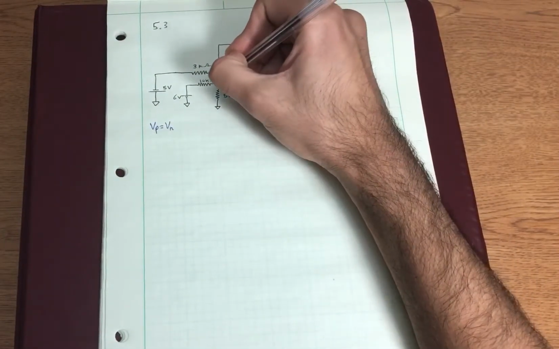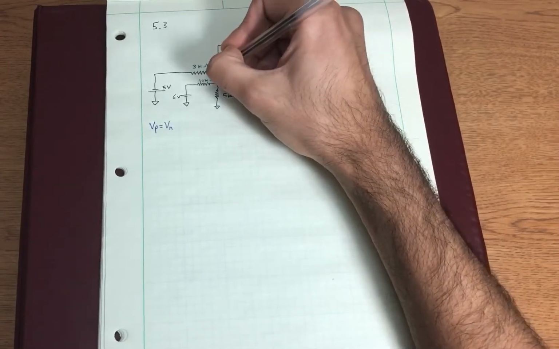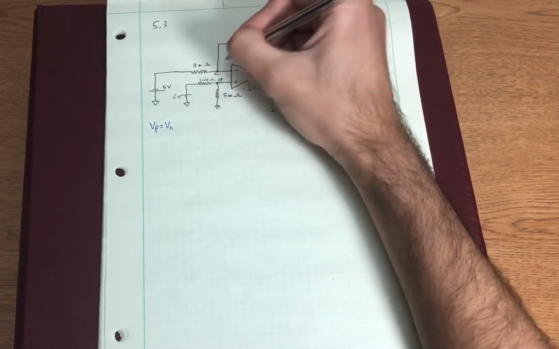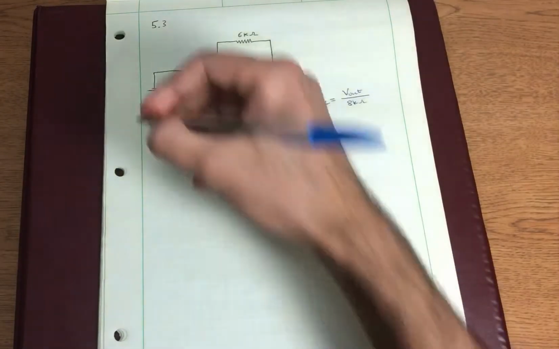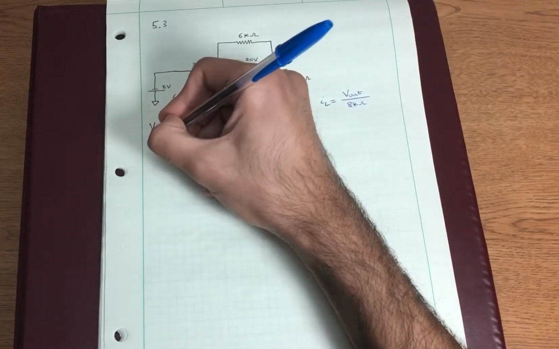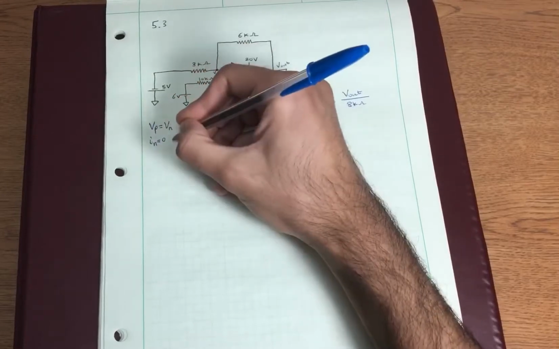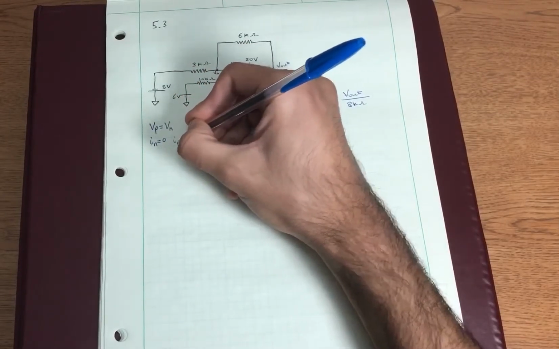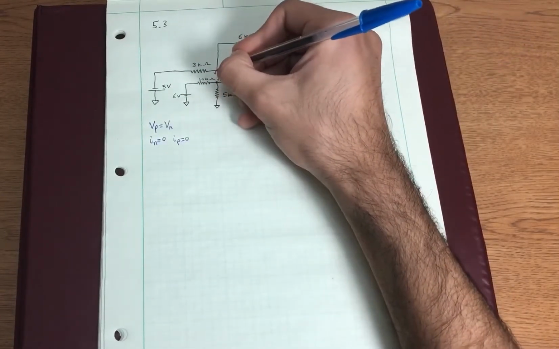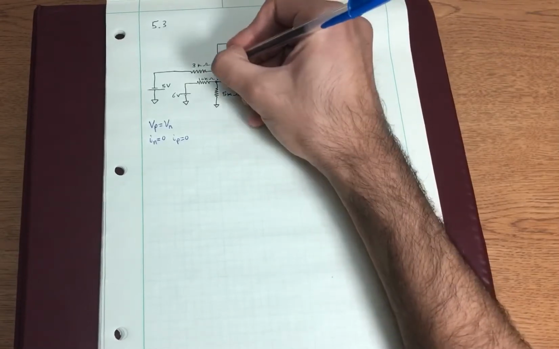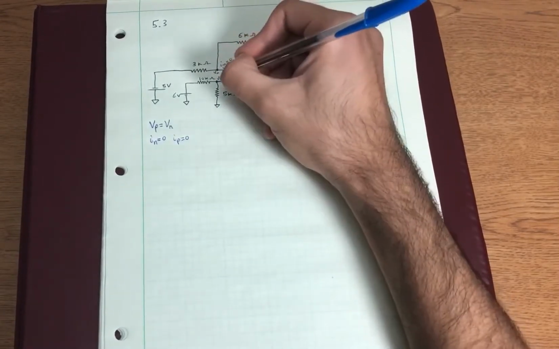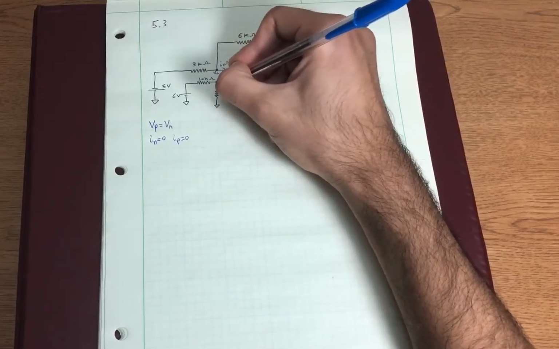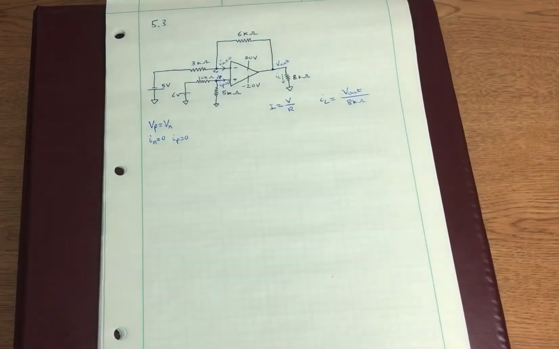So the voltage at this node, Vp, is going to be equal to the voltage Vn at this node. Similarly, we know In will be equal to 0 and Ip will also be equal to 0. So this current In is equal to 0 and this current Ip is equal to 0. So now that we've established these basic relations, we can start some analysis.